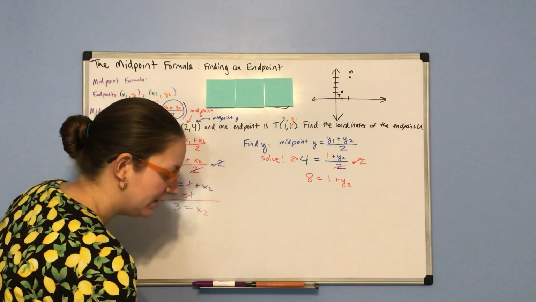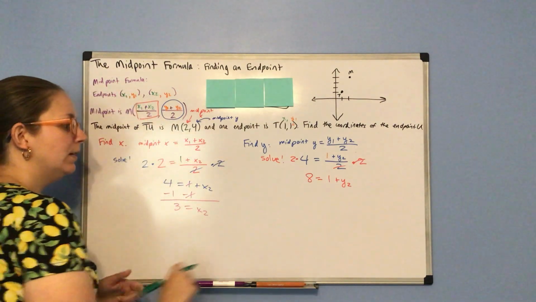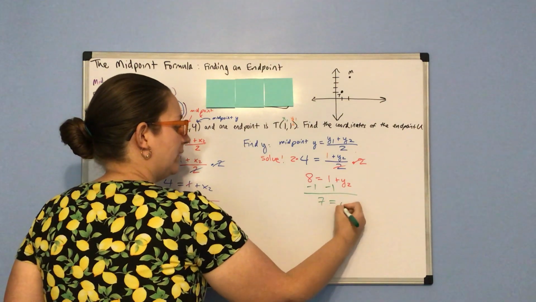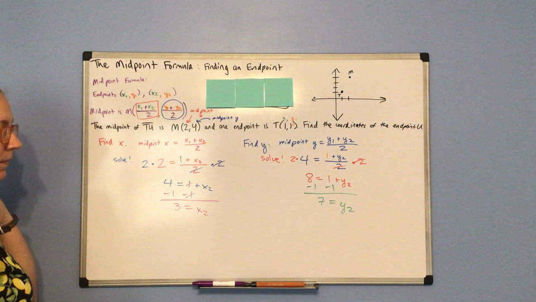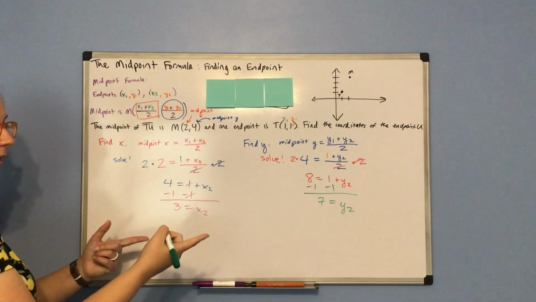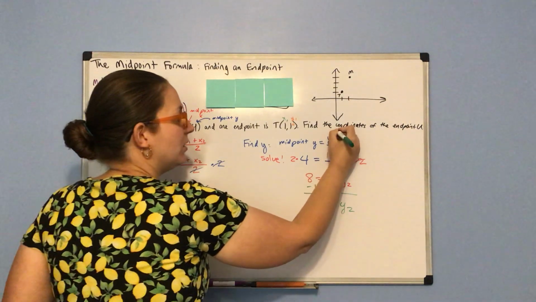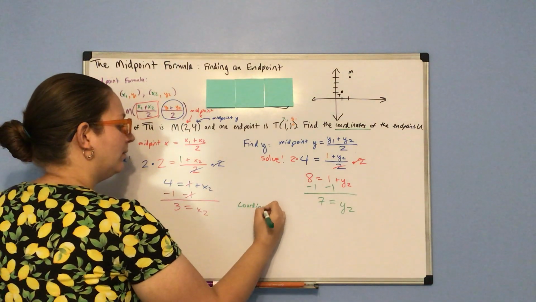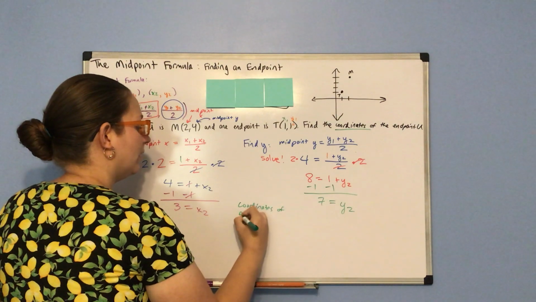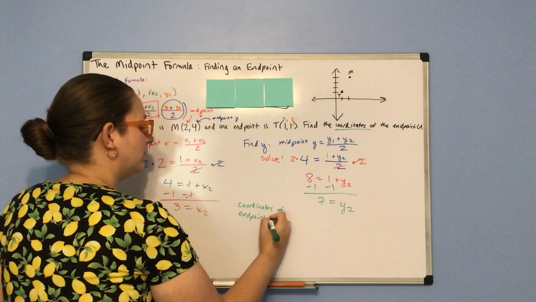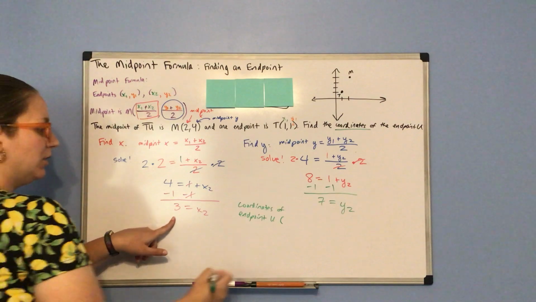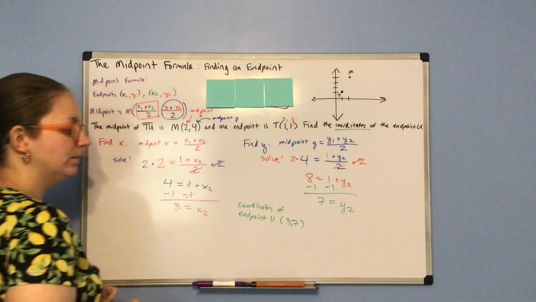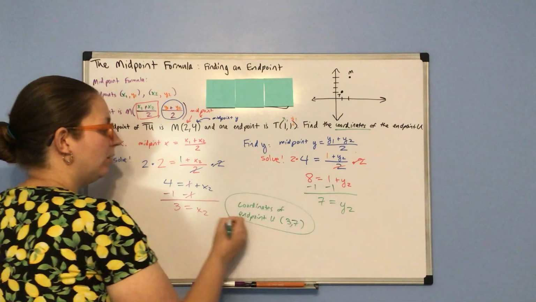And then our very last step to get y2 by itself, so we need to undo 1 plus, so we subtract 1. So I end up with 7 for my y2. We have the things we need, we just need to write our final answer. They're asking us for coordinates here. So the coordinates of endpoint U, the other endpoint, are going to be my x coordinate, which was 3, my y coordinate, which is 7. So that right there answers our question.